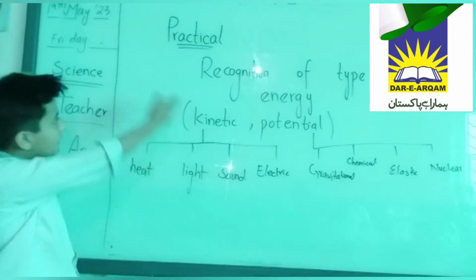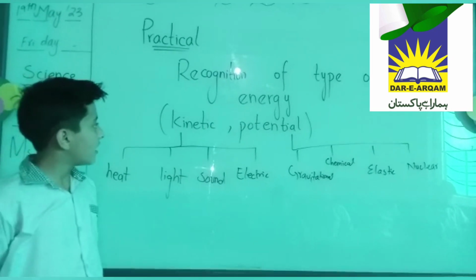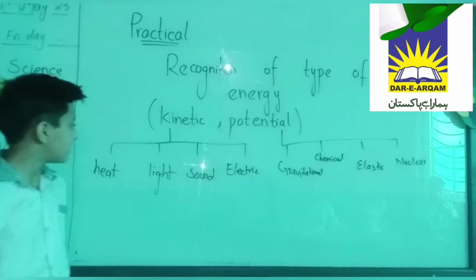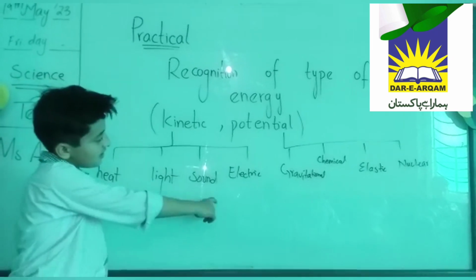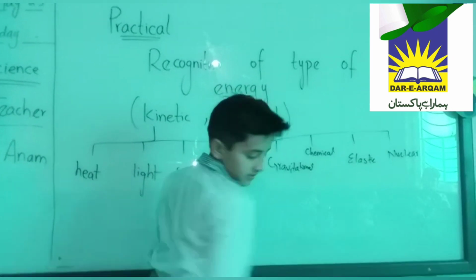Today I am presenting the practical of recognition of types of energy. We have kinetic energy and potential energy. Kinetic energy types: heat, light, sound, electric. Potential energy types: gravitational, chemical, elastic, nuclear.